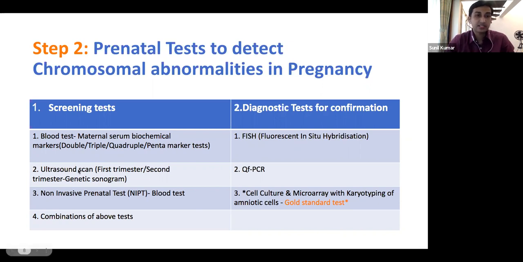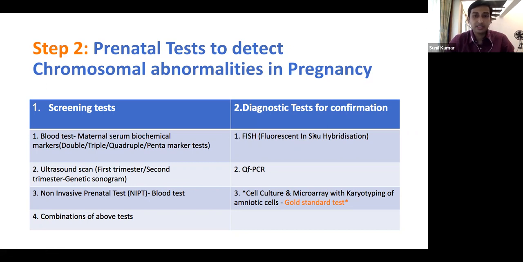The next screening modality is ultrasound scan. It could be in the first trimester or second trimester genetic sonogram. The third screening test is the non-invasive prenatal test, called the NIPT blood test. And the fourth one is a combination of any of the tests. These are the screening tests.